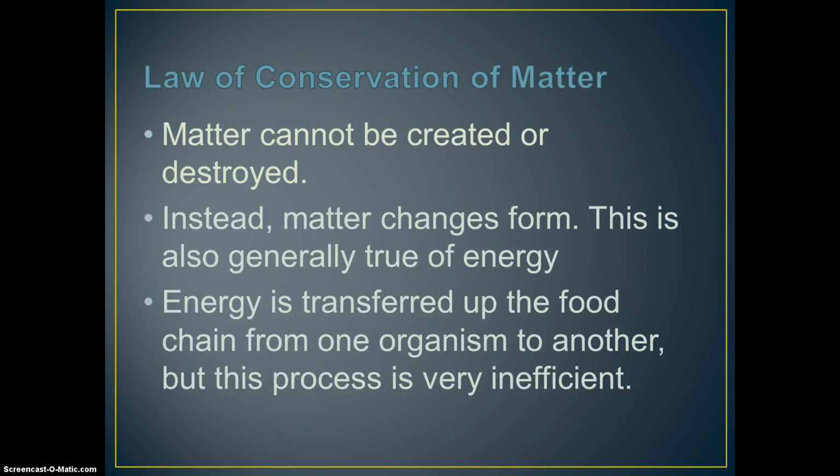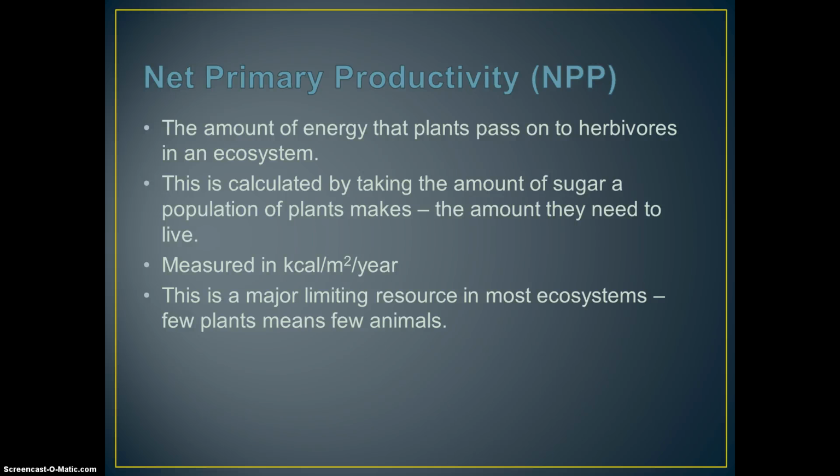So instead of being destroyed when an animal dies, it changes form. Okay? It's also true of energy. Energy is not created or destroyed in an ecosystem. Instead, it just passes from one trophic level or one energy level to another. So as we go up the food chain, that energy is going to move to the next level, but it is an extremely inefficient process. Most of the energy that's passed from one level to another is never passed on. Most of that energy is lost, and we'll look at that in just a second.